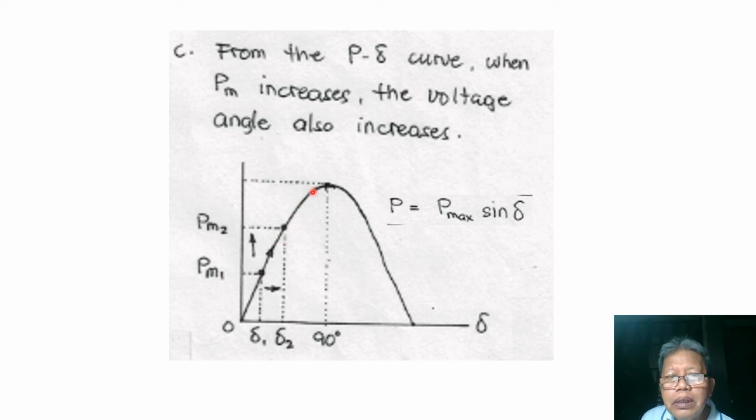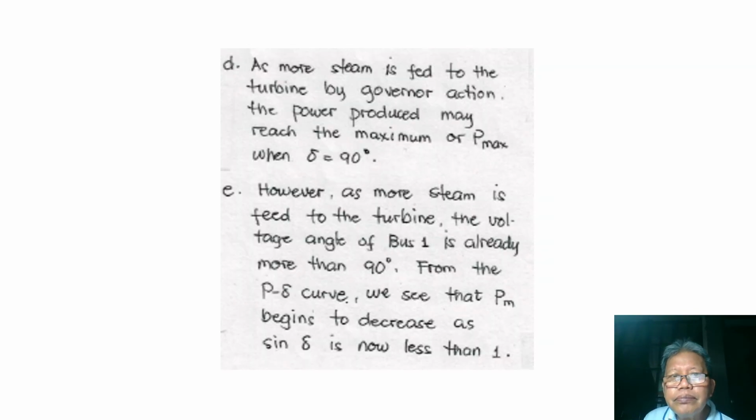And if we further increase the supply of power, there is a possibility that this maximum power will be reached. So there is a corresponding mechanical power, which is also equal to our electrical power, when the sine of the rotor angle is equal to 1, and that corresponds to a rotor angle of 90 degrees. Now, as more steam is fed to the turbine by the governor action, the power produced may reach the maximum, or Pmax, when delta is 90 degrees as we have shown.